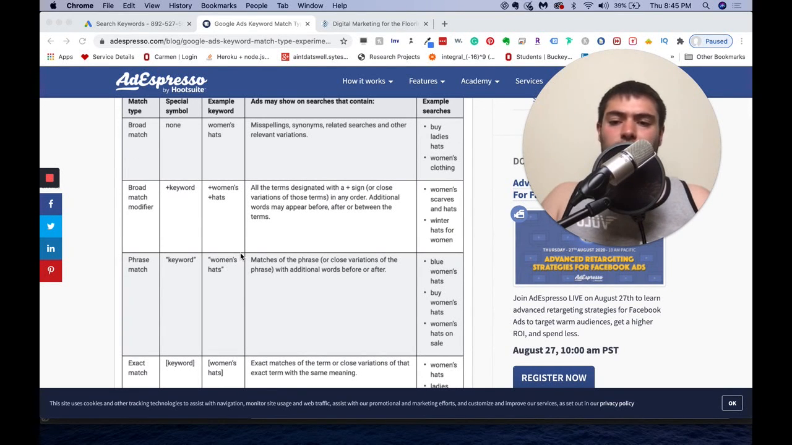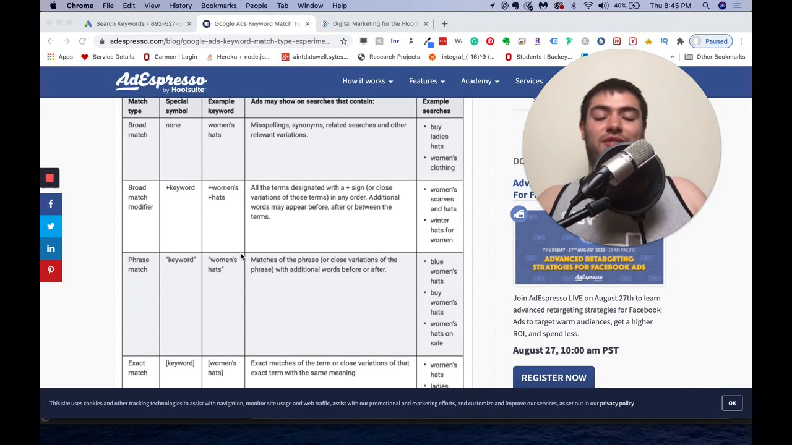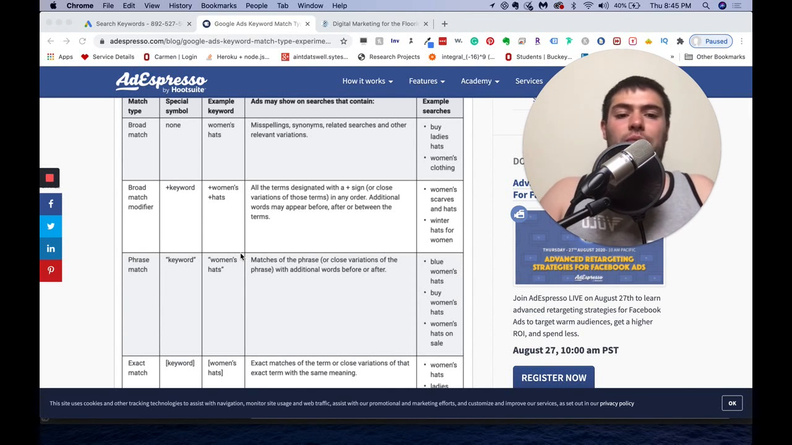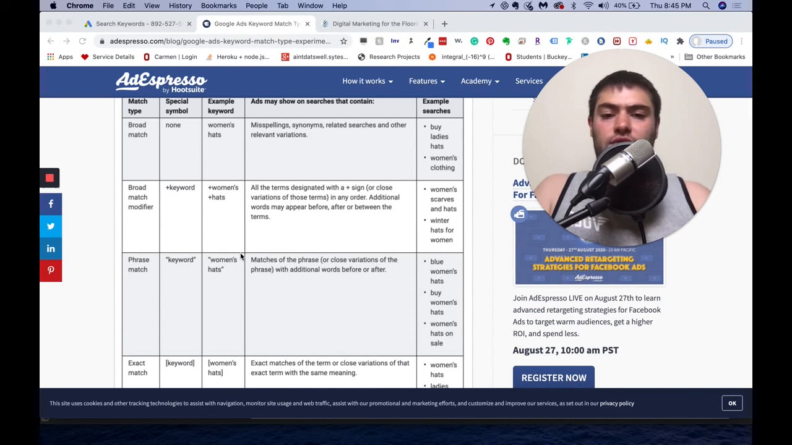So for example, for women's hats, you might have women's scarves and hats. It includes hats, but it's still not exact to women's hats. So it's going to include things like scarves or things before and after it, like winter hats for women. You're not specifying winter, and maybe you're selling summer hats or maybe fall hats, so it's not going to link up exactly. It's better than broad match when you have a broad match with a modifier. However, it's still not as good as you want it to get the best bang for your buck.